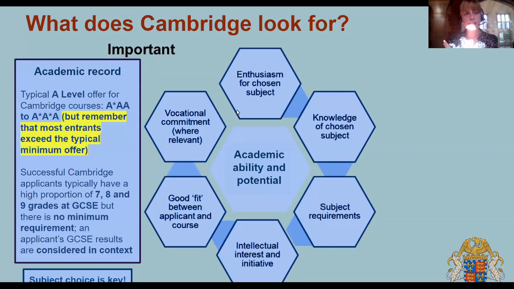In terms of GCSE grades, we don't have a minimum requirement at Cambridge, but we do see that in the majority, successful applicants typically have high proportions of 7s, 8s and 9s at GCSE, but we do look at your GCSE results in the context of both your personal circumstances and your educational history. That is something that you submit to us through UCAS, but there's also additional forms and supporting documents that you can provide. There's more information about, for instance, the extenuating circumstances form on our web pages, so do have a look there or get in touch with me if you want to find out more.